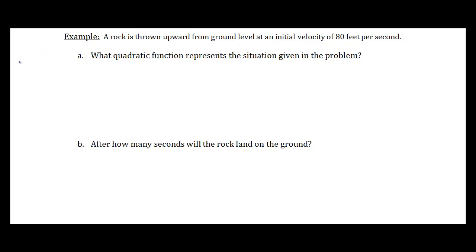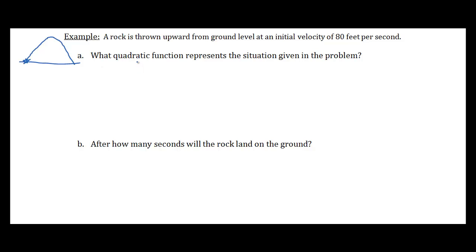So I'm on the ground. This is ground level here. I'm throwing the rock here. This is where I'm starting on ground level. And it's going with the initial velocity of 80 feet per second. Well, that doesn't help me in my picture, but I know I'm going to throw my rock up, and then it's going to come back down, all right? And so what I want to know is what quadratic function represents the situation that's given in the problem.